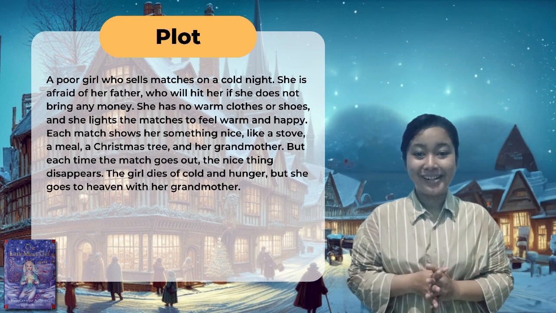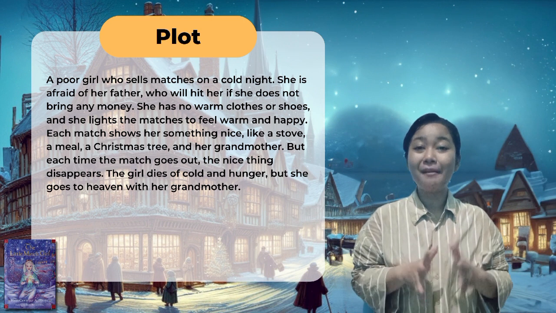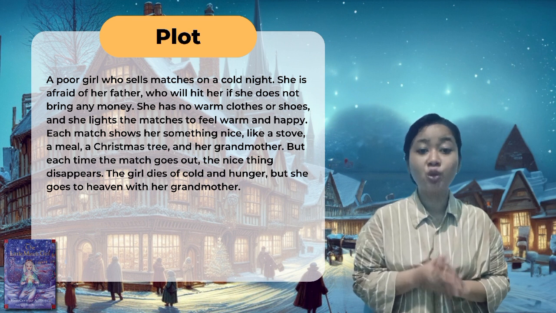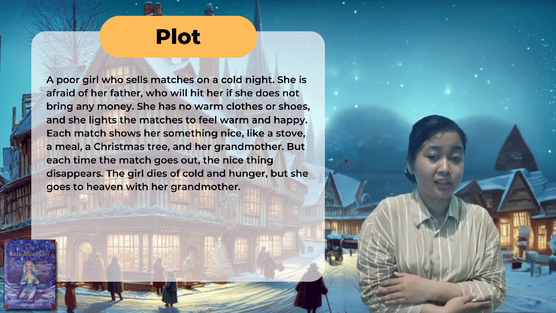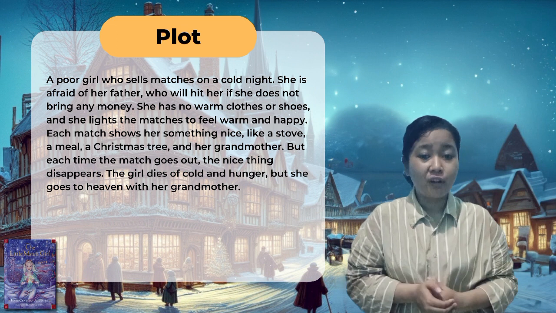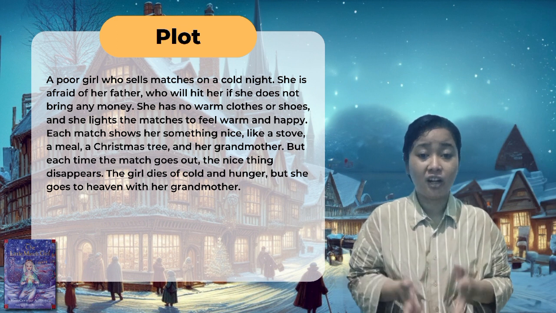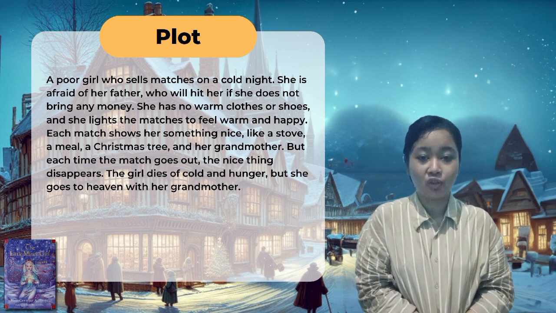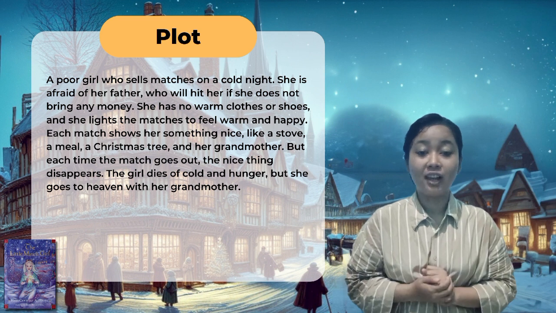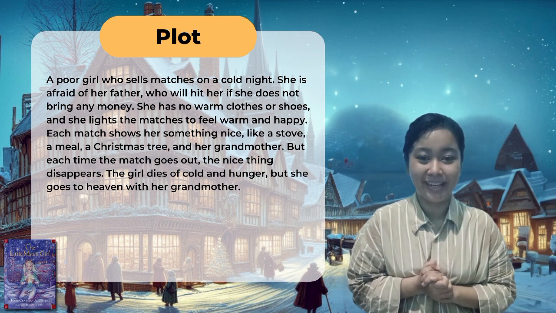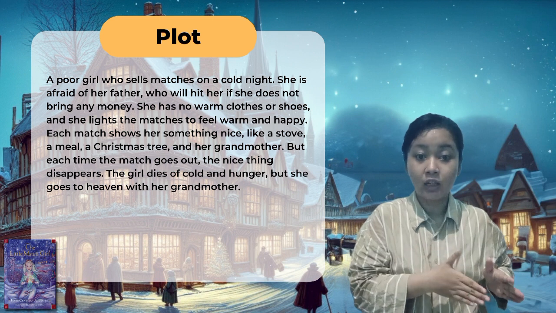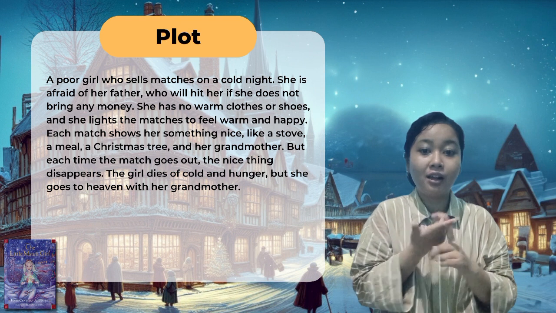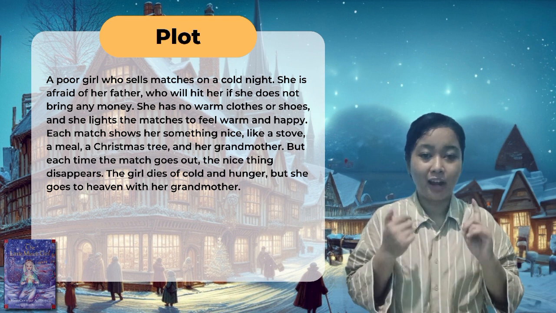Second is plot. The plot is what happened in the story. The story is about a poor girl who sells matches on a cold night. She is afraid of her father, who will hit her if she doesn't bring any money. She has no warm clothes or shoes, and she lights a match to feel warm and happy. Each match shows her something nice, like a stove, a meal, a Christmas tree, and her grandmother.